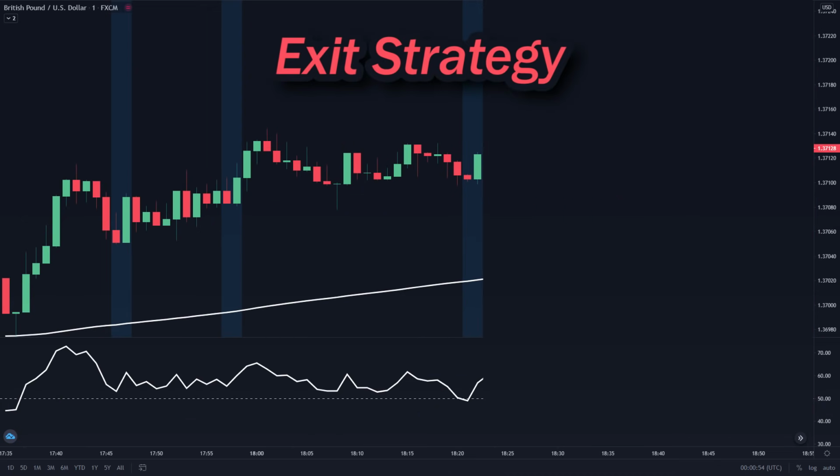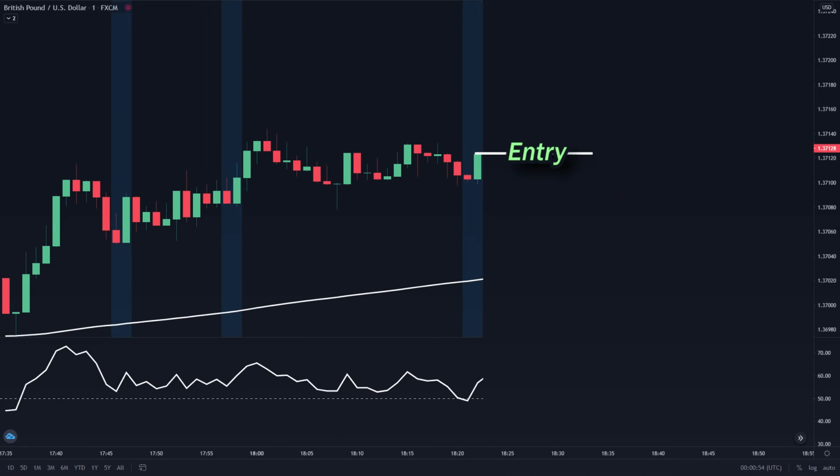Now for our exit strategy. Once you've entered a trade, you want to set your stop loss below your entry candle here, and set your profit target at 2 times your stop loss.